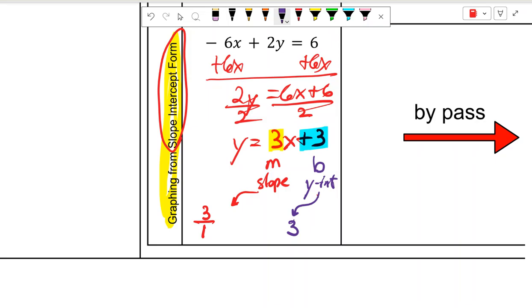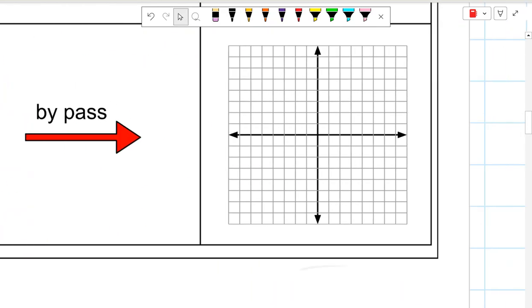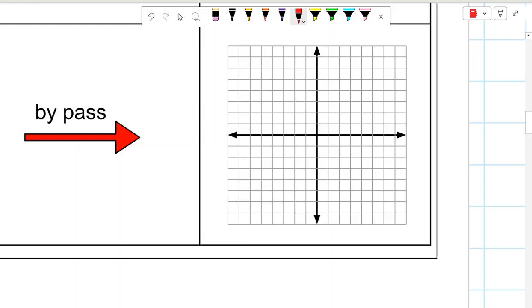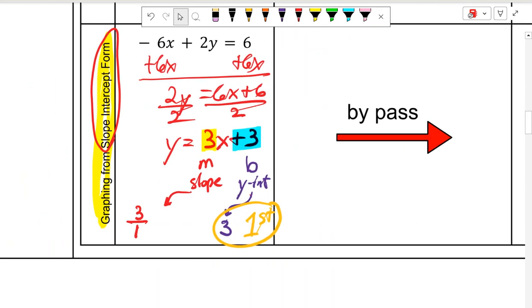Now, what we want to do first is always graph the b first. B always comes first when you graph. So we're going to go over here, and it was a 3, and that 3 is located on the y-axis, and the y-axis is right here. So positive 3 is located right here, so we make a nice little point. Then, the second thing we do is we graph the slope. And the slope is 3 over 1.